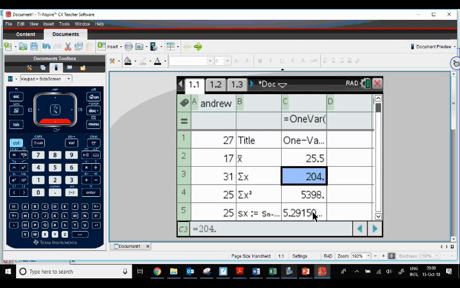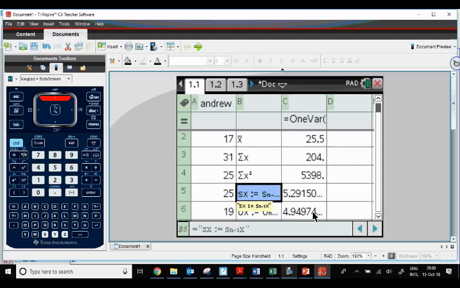This is the sum of all 8 of Andrew's data points. If we wanted to add them up, there they are. This next one is the sum of the squared values. So it's not 204 squared, but it is the square of each of those 8 data points added together.